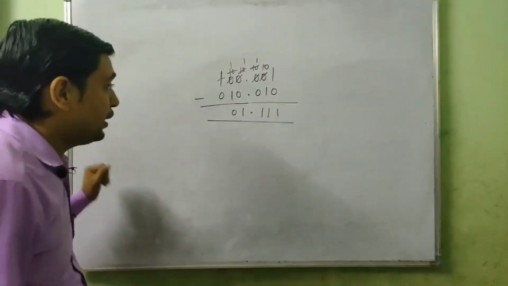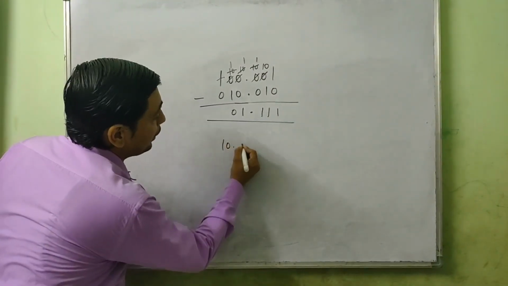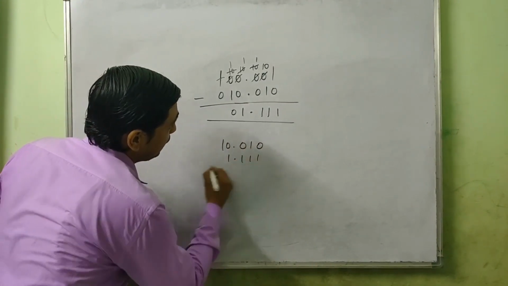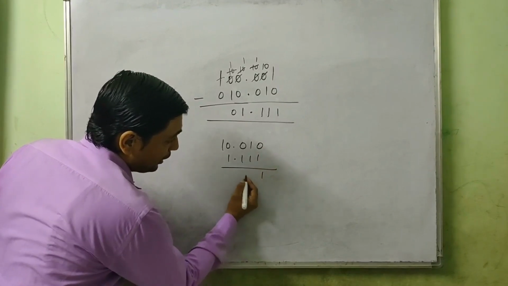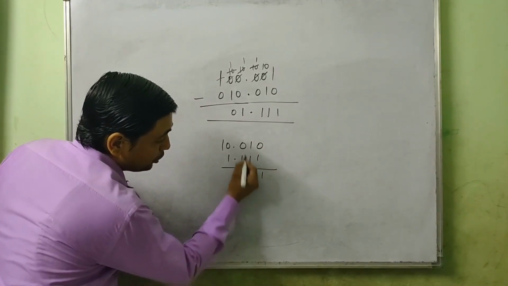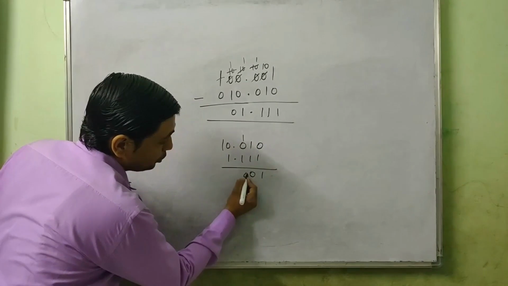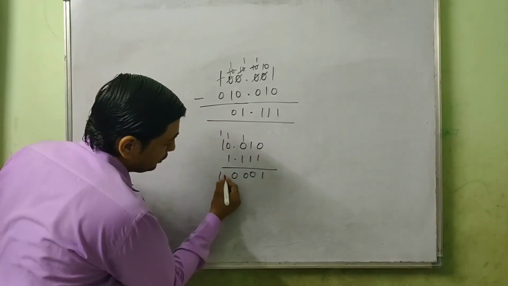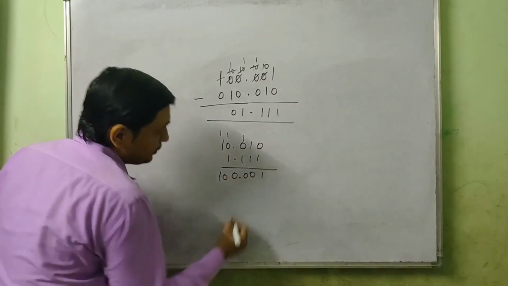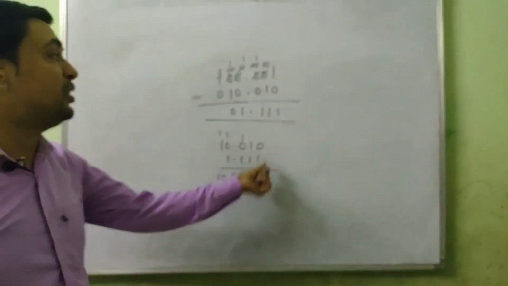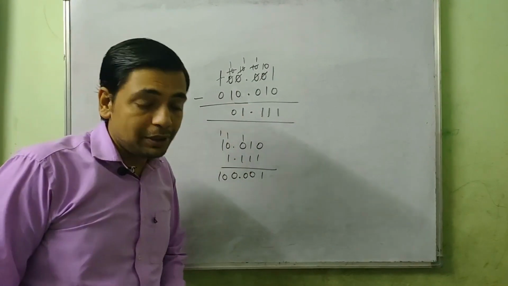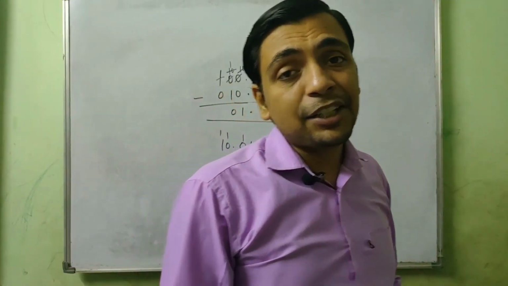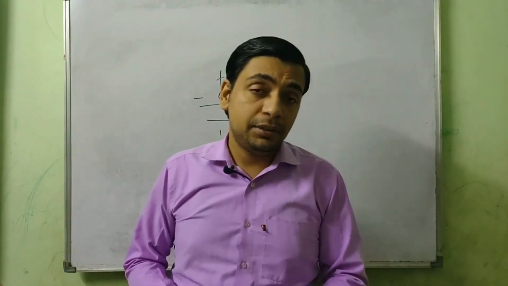And to verify, let's add it. 10.010 and 1.111. Let's add them up. So 1 plus 0 is 1. 1 plus 1 is 1 0, so 0 and 1 carry. 1 plus 1 is 1 0, so 0 and 1 carry. 1 plus 1 is 1 0, 0 and 1 carry. 1 plus 1 is 1 0. And after 3 decimal places, okay, so 100.001, which was our first number. So hence, this is how you perform binary subtraction while borrowing numbers.